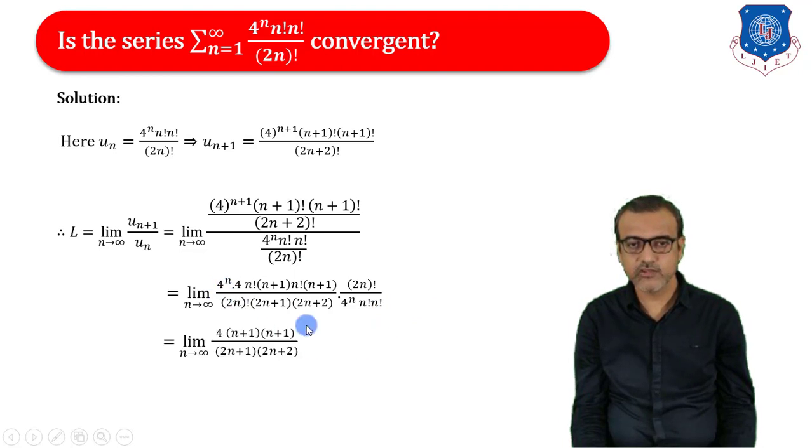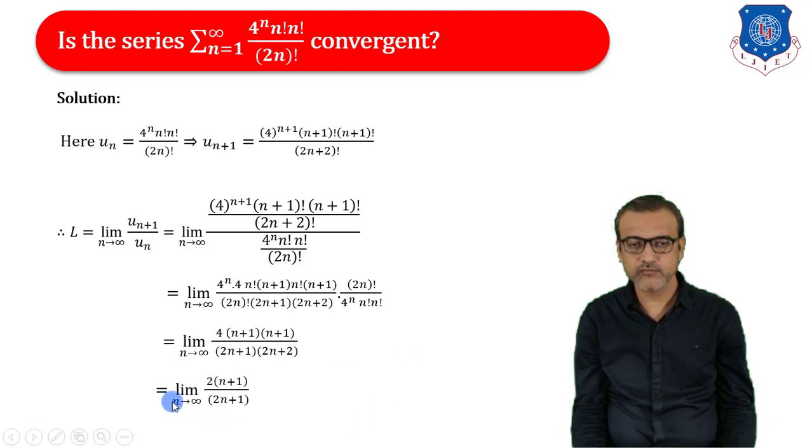You can see that 4 raised to n will cancel out. This n factorial and this n factorial will cancel out. Then this (2n) factorial and this (2n) factorial will cancel out. And then this n plus 1 will be as it is, this (2n+1) will be as it is, and this (2n+2) will be as it is, and this n factorial and this n factorial will cancel out. Now taking 2 common from this term, into the bracket we have n plus 1, so n plus 1 will cancel out, and 4 upon 2 is 2.